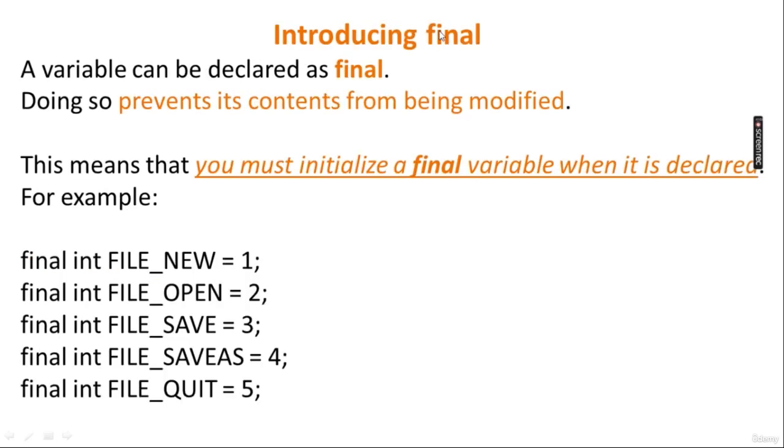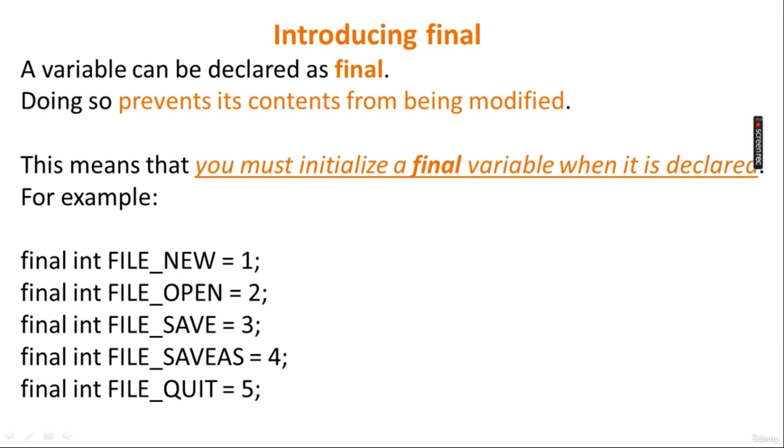Now the next topic is introducing final. A variable can be declared as final. Doing so prevents its content from being modified. So whenever you are declaring them final, you have to initialize them. You must initialize the final variable when it is declared, and you cannot modify the final variable throughout the program.